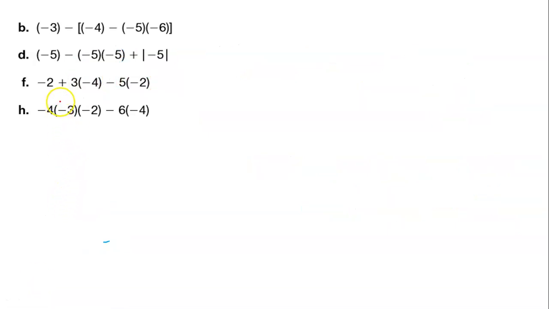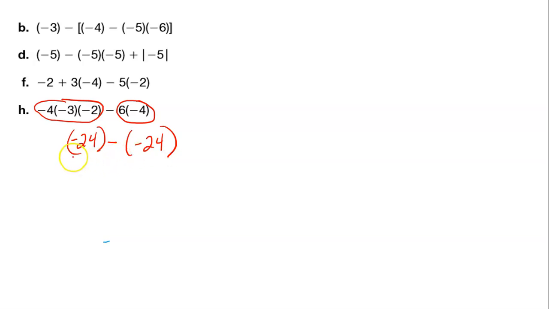All right, last one has this kind of interesting beginning where we have 3 numbers being multiplied, and then we have these 2 being multiplied. So here we have negative 4 times negative 3 gives me positive 12. Positive 12 times negative 2 gives me negative 24. Minus 6 times negative 4 gives me negative 24. I have a subtraction problem, so I'm going to keep, change, change. Negative 24 plus positive 24 gives me 0.